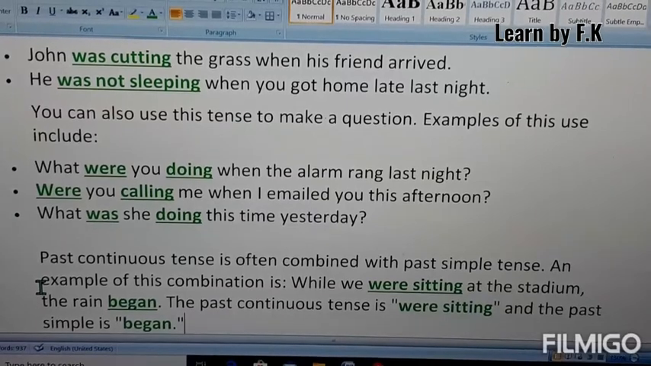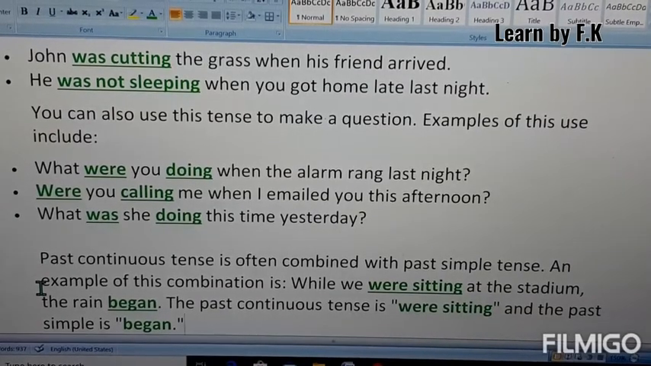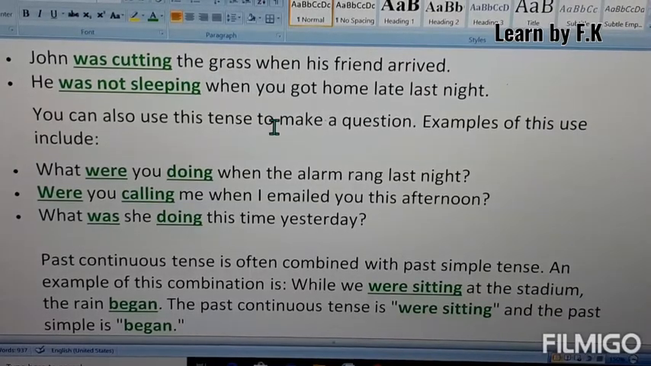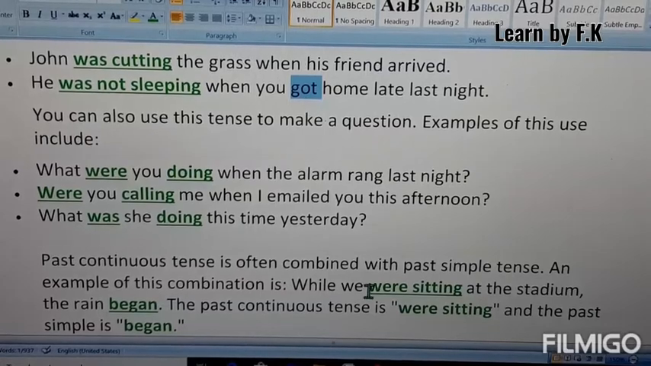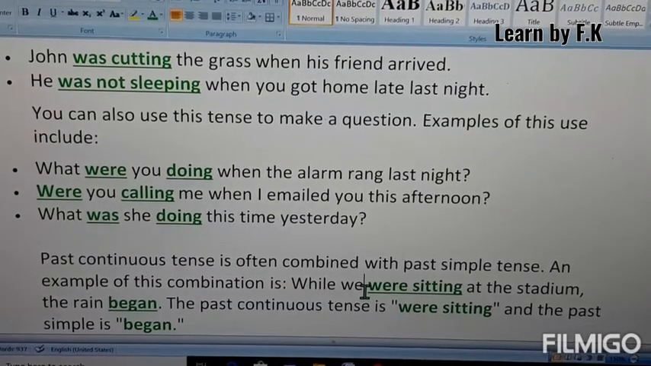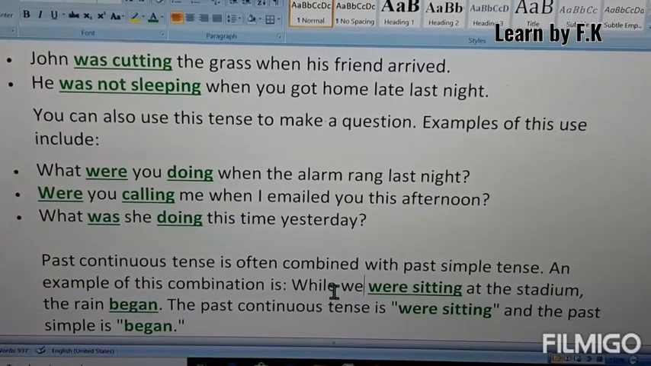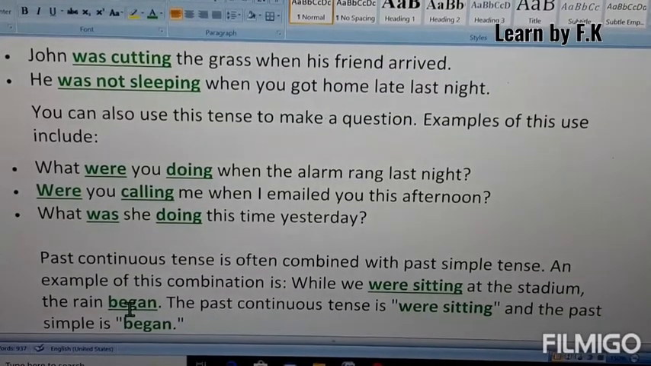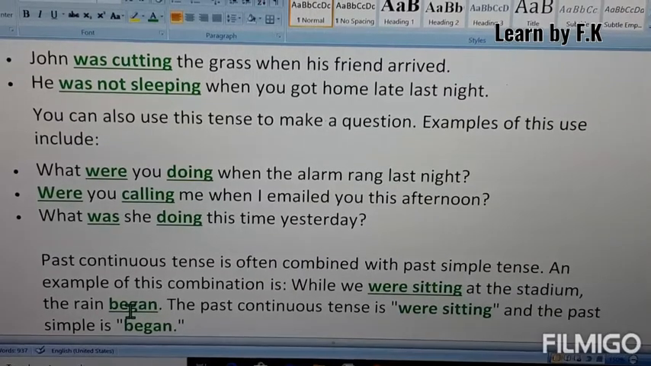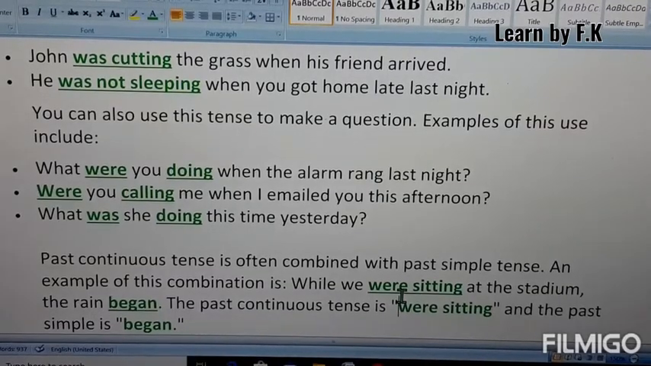Past continuous tense is often combined with past simple tense, as you see in the previous sentence: he was not sleeping when you got home last night. Here got is past simple tense, the second form of get. Another example: while we were sitting at the stadium, the rain began. Here began is past simple tense and were sitting is past continuous tense, which are both combined in each sentence.